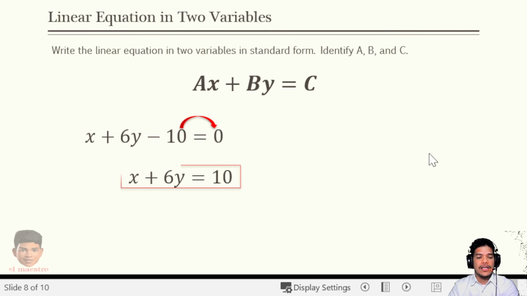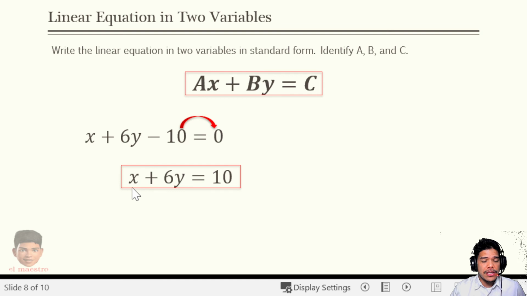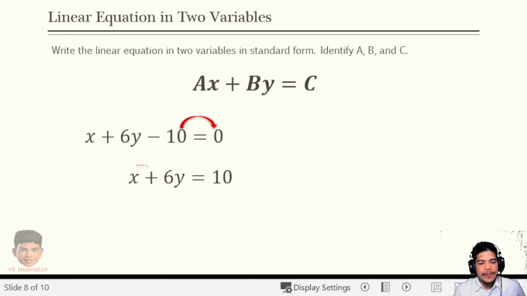Okay, so makita nyo, the same arrangement na ng standard form natin. Na ito yung x term, y term, and constant. Again, value of a, walang katabi si x, meaning that is equal to 1. Okay, pag walang katabi si x. Next, we have the y term. So the value b is equal to 6. And lastly, our constant term, which is equal to, very good, equal to 10.